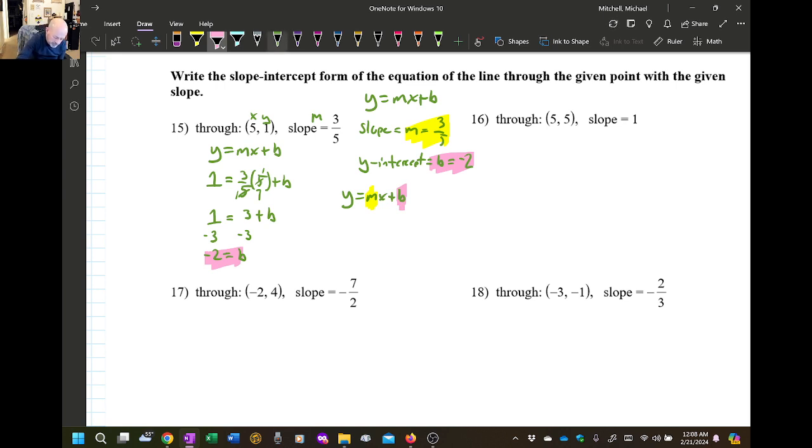Okay? So that's going to be y equals 3/5 x. And I'm going to go minus 2 on this one. Remember, you could also write y equals 3/5 x plus a negative 2. You can't have that plus minus there right next to each other, though. Be careful with that. But that's my answer there.